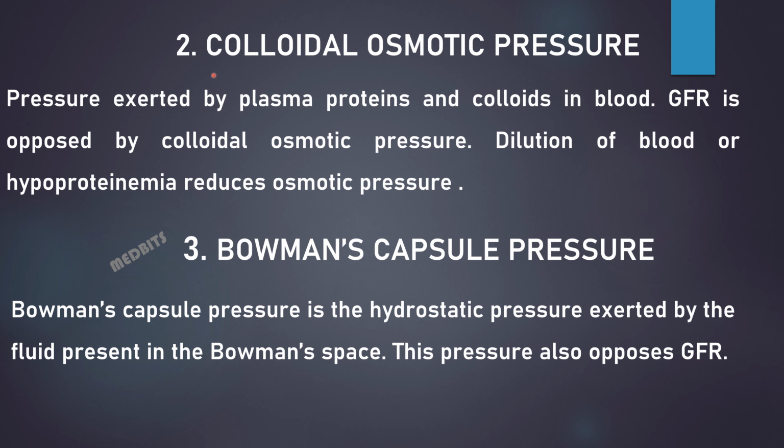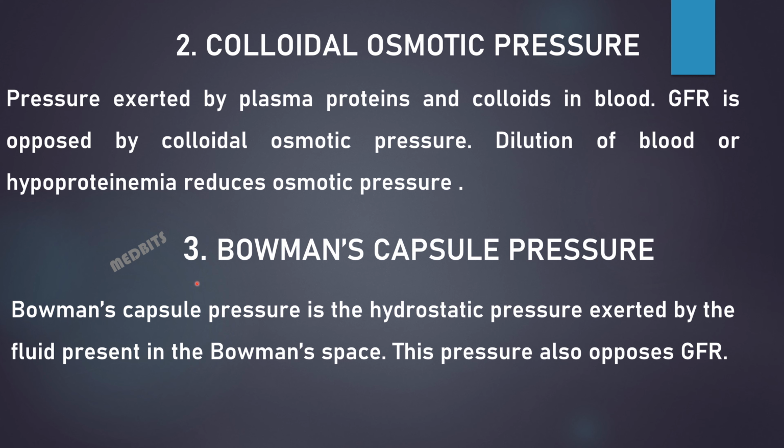Now let's look into the other factor which is affecting the net filtration pressure. As we said before, that is colloidal osmotic pressure. What is colloidal osmotic pressure? It is the pressure exerted by plasma proteins and colloids in blood. GFR is opposed by colloidal osmotic pressure. Dilution of blood, please remember these points. Dilution of blood or hypoproteinemia reduces the osmotic pressure.